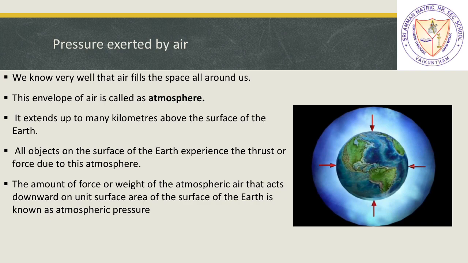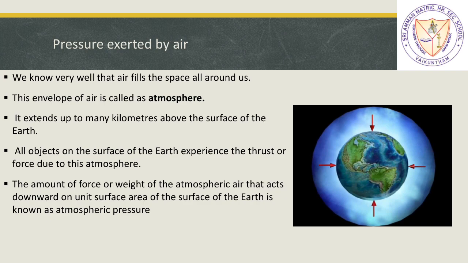The amount of force or weight of the atmospheric air that acts downward on a unit surface area of the surface of earth is known as atmospheric pressure. So we said that this atmosphere will be applying some amount of force on the surface of earth. This force per unit surface area of earth is called atmospheric pressure. So normally we know that pressure is nothing but force or thrust per unit surface area.